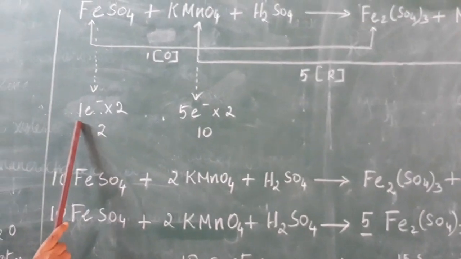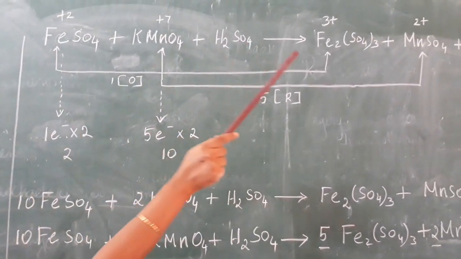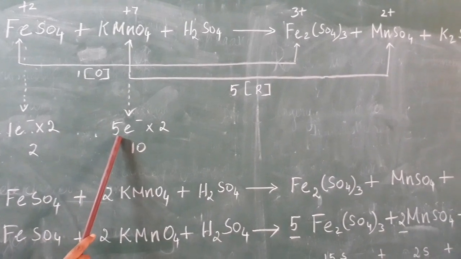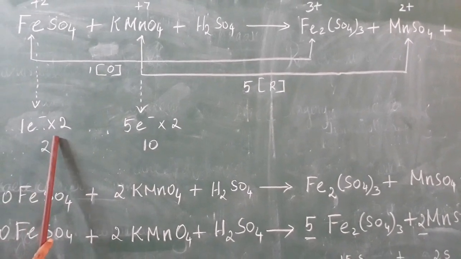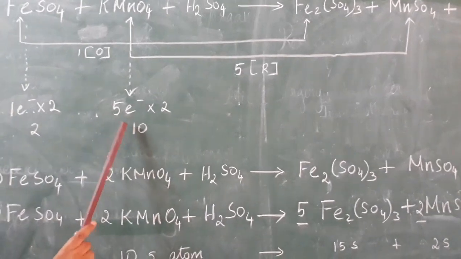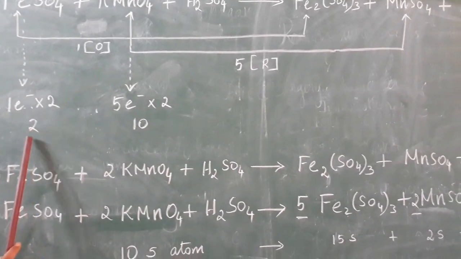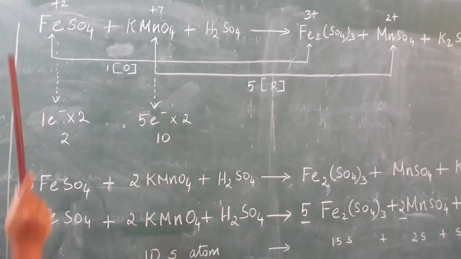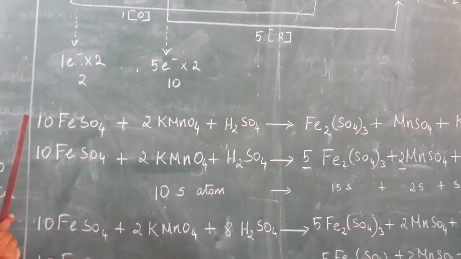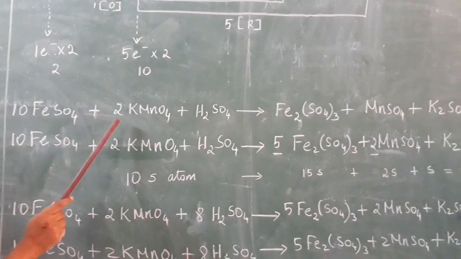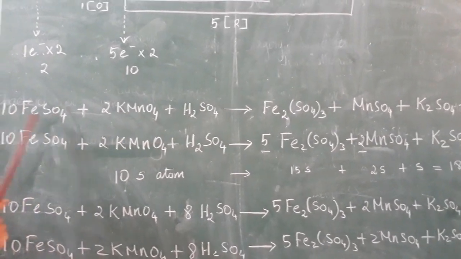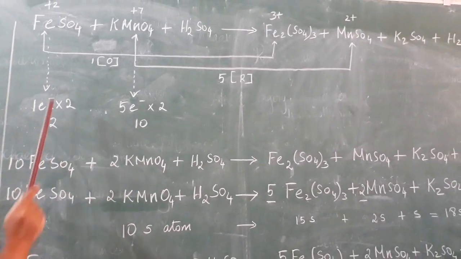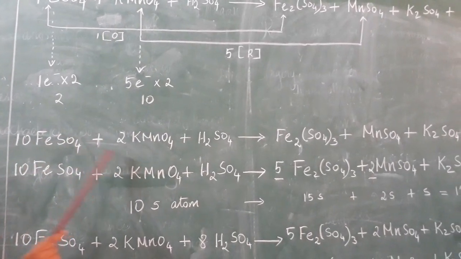Now here only 1 electron, but how many iron atoms are present there? 2 iron. So we have to multiply by 2. Here 5 electrons, but we multiplied the iron by 2, so here also we have to multiply by 2. So we get 5 into 2, 10. Here 1 into 2 we get 2. Then 2 goes to potassium permanganate and 10 goes to ferrous sulfate. Once again I write the equation: 10 moles of ferrous sulfate and 2 moles of potassium permanganate. The 10 goes to ferrous sulfate and this 2 goes to potassium permanganate. Then we write these two numbers here.